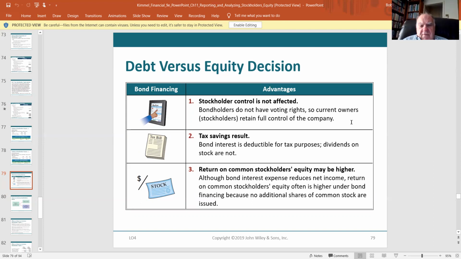And you get tax savings in that the interest on the bonds is tax deductible. And although bond interest expense reduces net income, return on equity often is higher under bond financing because no additional shares were issued. I would imagine the next page.